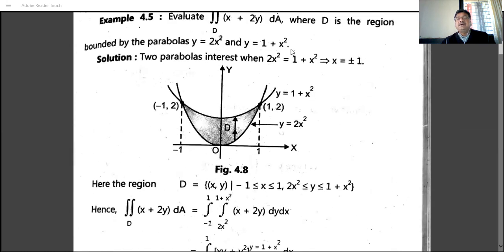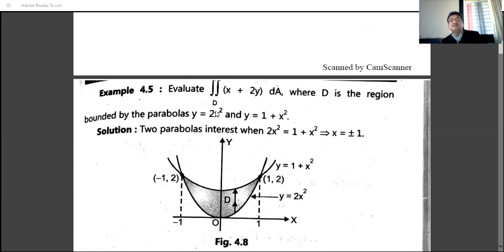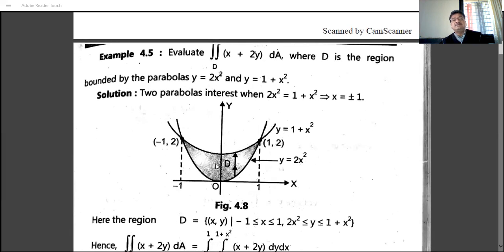Similarly, the parabola has vertex 0, 0 when there is no constant term. And if there is a square of x, then the parabola is around the y-axis. And if there is a square of y, then it is around the x-axis. Here y is equal to 2x square, that is square of x, and therefore it is around the y-axis. And if y square is the term in the equation of the parabola, then it is around the x-axis.